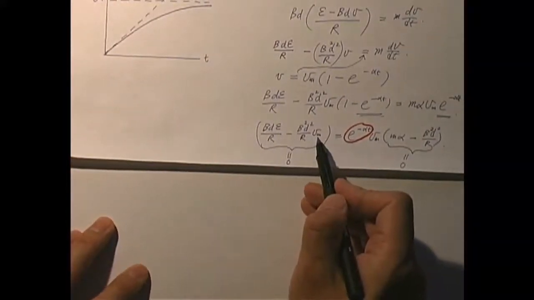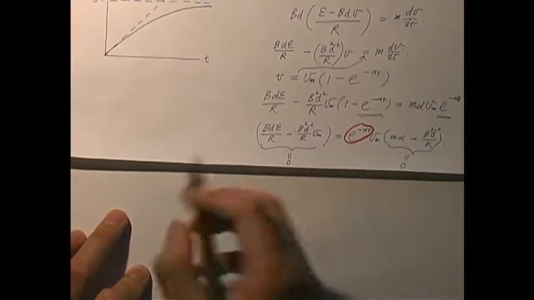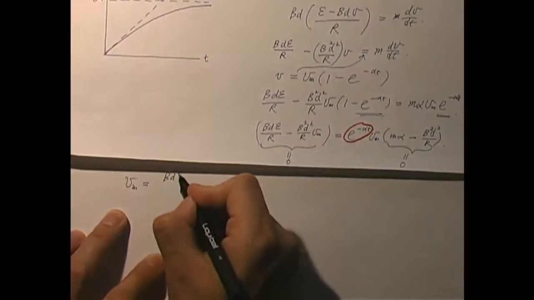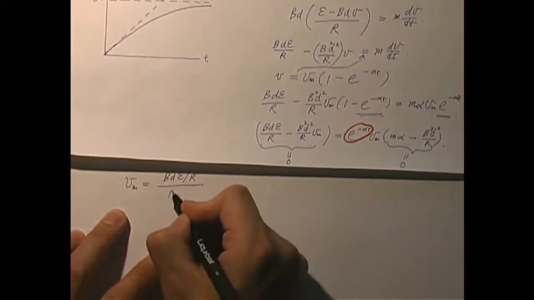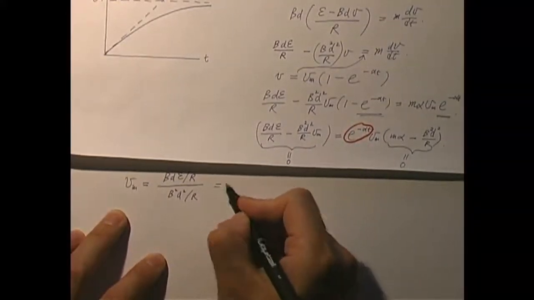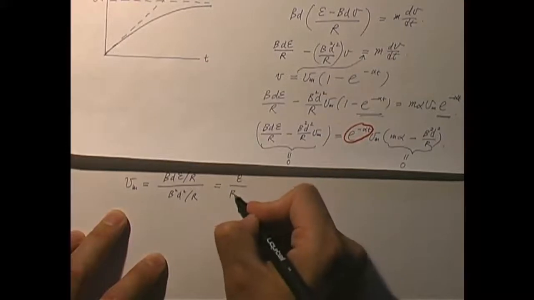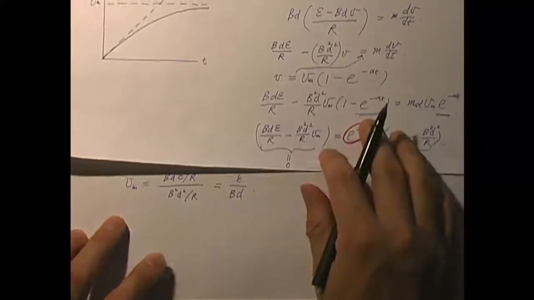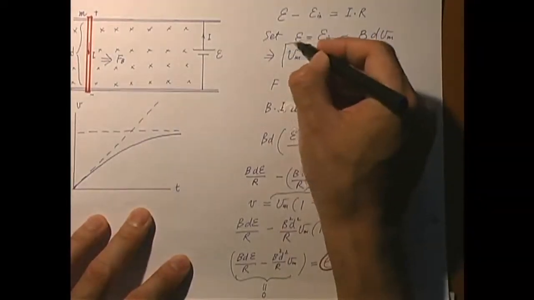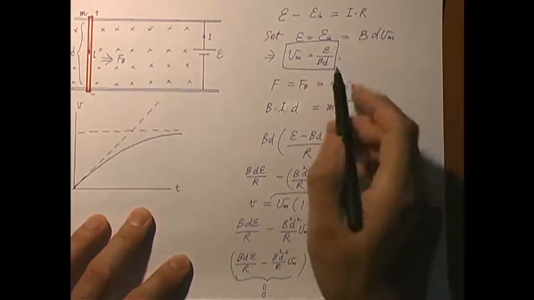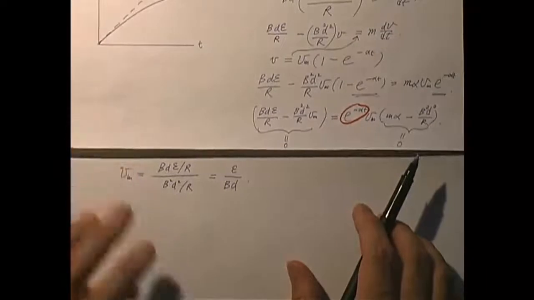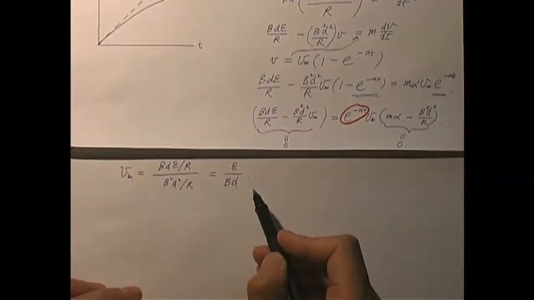for example, from here we can solve for V maximum. From this equal to 0, we found V maximum to be equal to what? This over that, b d epsilon over r divided by b squared d squared over r. So what do we have? It is equal to epsilon over b d, right? And you see, that agrees with what we got there. See that? V maximum. Whether we got it directly from Newton's second law, physical intuition, or by solving the differential equation, we get the same result.